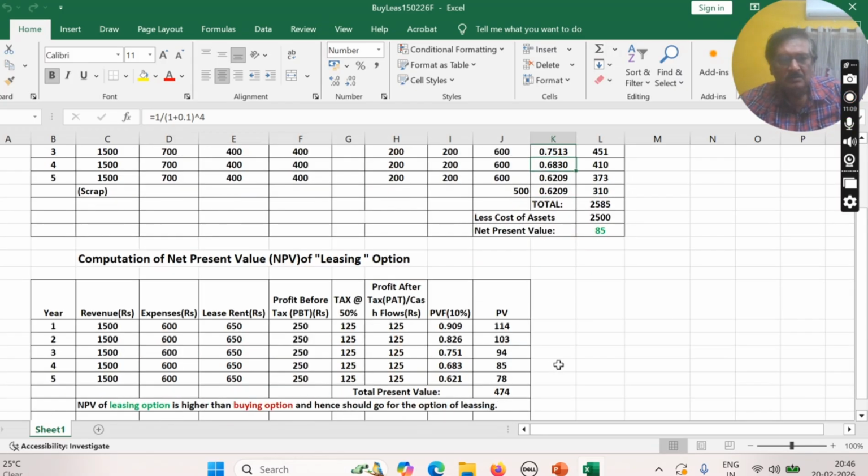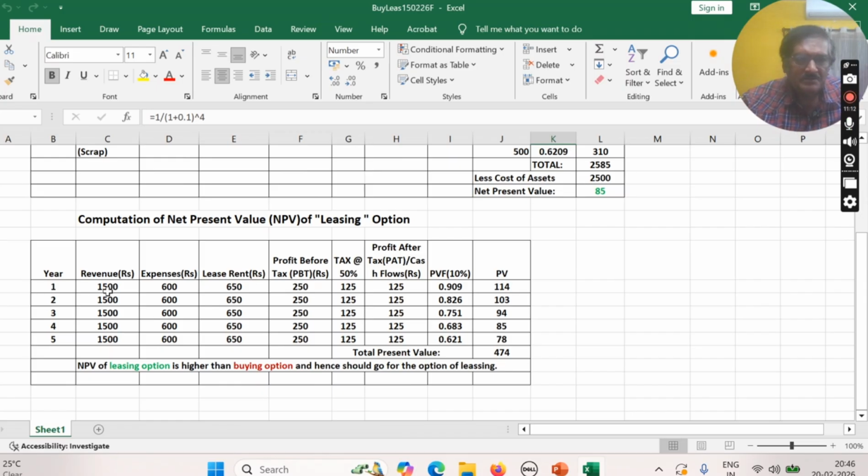Now I am showing the leasing option. In the case of the leasing option, in the first year the revenue is 1500 and expenses 600. 620 is the lease rent. These are revenue and expenses, and the profit before tax is this minus this and minus this. That means you can see the formula: C18 minus this plus this total, and this is the profit before tax. And the tax rate is 50%. That's why the 50% tax rate is given, and it will be 125. And profit after tax is this, and this is the cash flows also, because there is no depreciation. That's why we are not adding anything.